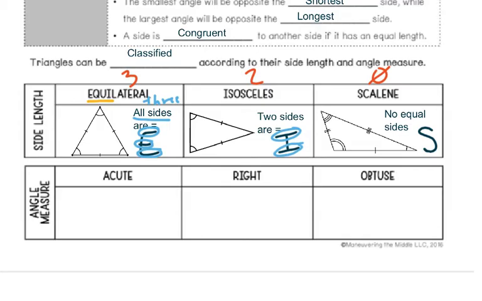Next, we're going to look at angle measures. With angle measures, we've got acute, right, and obtuse. So first, looking at an acute triangle. An acute triangle is a triangle where all of the angle measures are acute, or less than 90. So in this example, we've got 75, 65, and 40. Those are all less than 90.